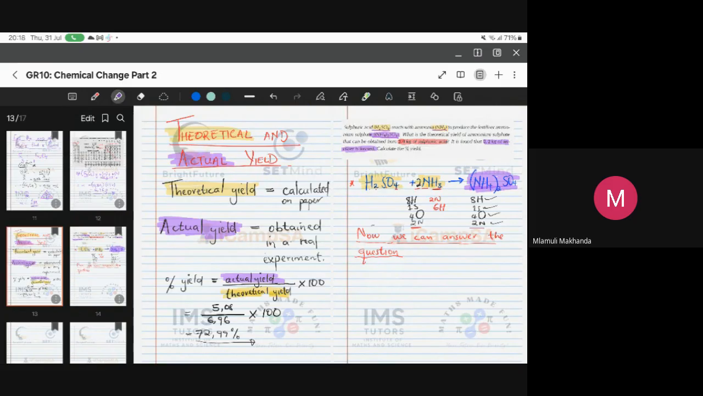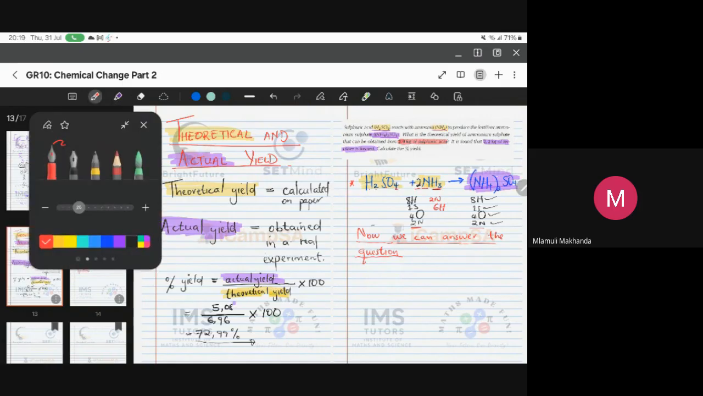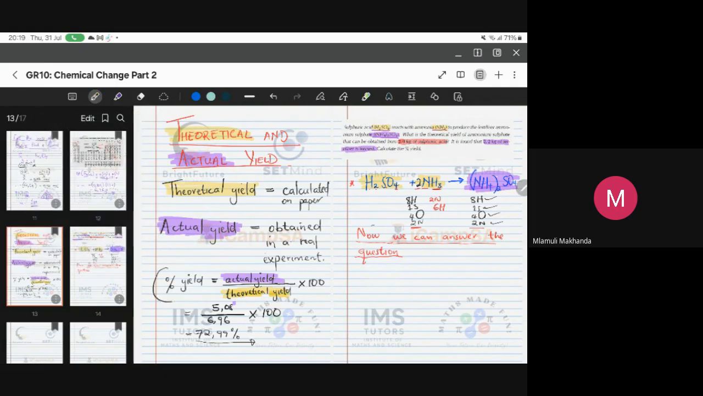Now, the question is, what is the theoretical yield? We said for the percentage yield, you need the actual yield first, and then you divide it by the theoretical yield. The question is asking us to find this percentage yield, and we know the formula for that, right? So let's see, what are we given? Are we given the actual yield from the question? Yes, they said it's 2.2 kgs.